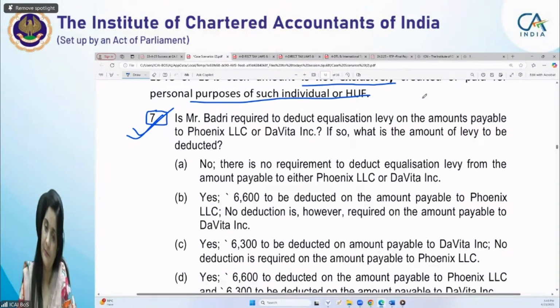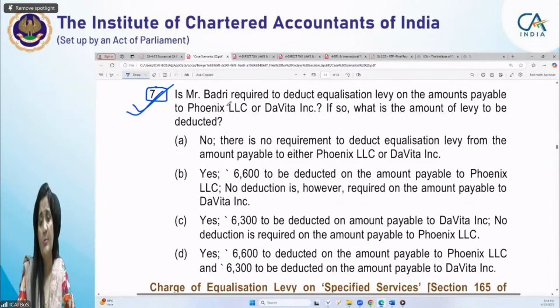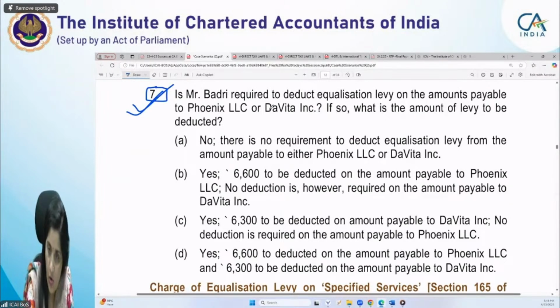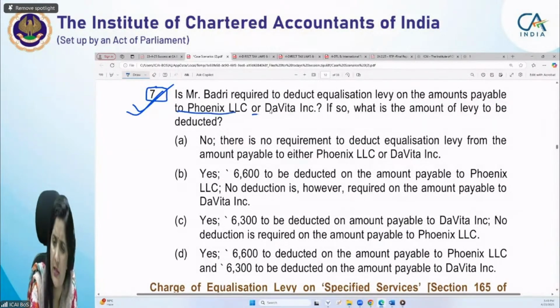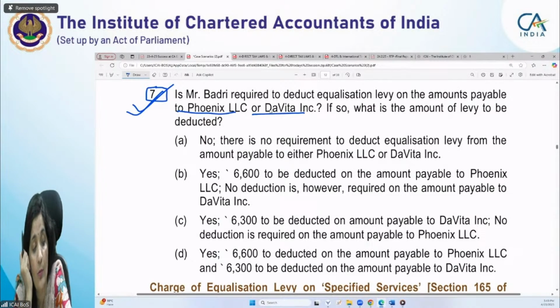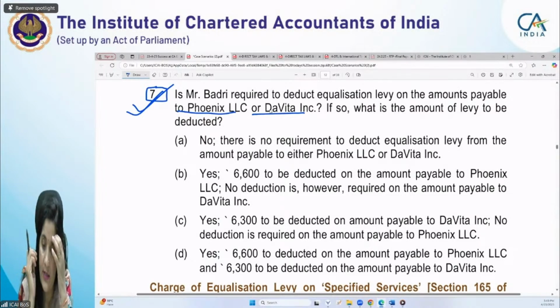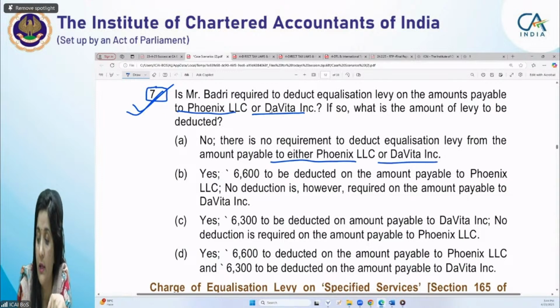So यहाँ पे question को read करते हैं. Is Mr. Badri required to deduct equalization levy on the amounts payable to Phonics LLC or Devita Inc.? दो लोगों से इन्होंने services लिए हैं. Mr. Badri has taken these services from two persons, that is Phonics LLC and Devita Inc. If so, what is the amount of levy to be deducted? क्या लगेगा? First option is no. There is no requirement to deduct equalization levy from the amount payable to either Phonics LLC or to Devita Inc. Is not required.